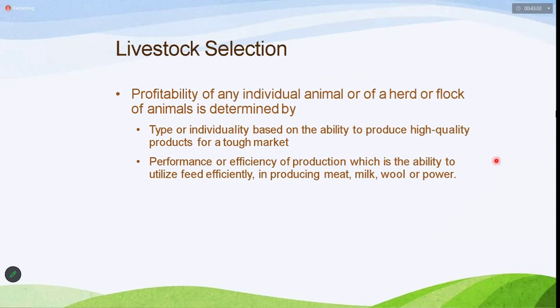Livestock selection. The profitability of any individual animal or of a herd or flock of animals is determined by the type of individuality, based on the ability to produce high quality products for the top market. Then the performance or efficiency of production, which is the ability to utilize feed efficiently in producing meat, milk, wool, or power.